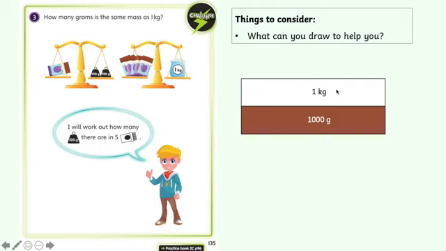And this is something really helpful to remember. It shows you that 1 kilogram, it actually weighs quite a lot. It's much bigger than just 1 gram. In fact, it's 1000 grams altogether make up 1 kilogram.